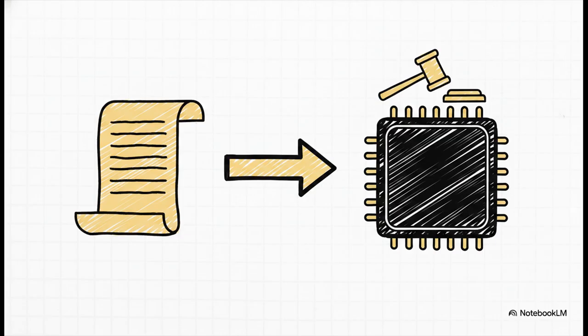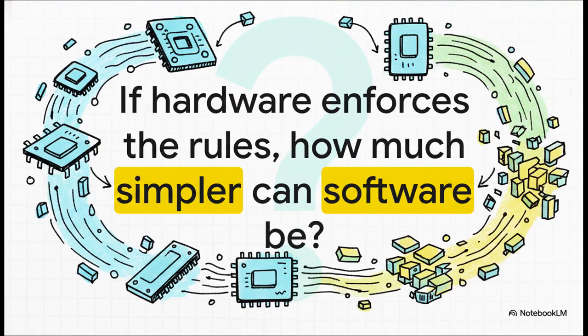It's written in a simple text file that you or I could read, but its rules are enforced with the absolute unquestionable authority of the CPU silicon. And that leaves us with a really fascinating question to ponder. If the hardware itself is enforcing the most fundamental rules of your system, how much simpler can your software become? How much defensive, complex code can you just get rid of because you know the foundation isn't a suggestion anymore, it's a physical law?